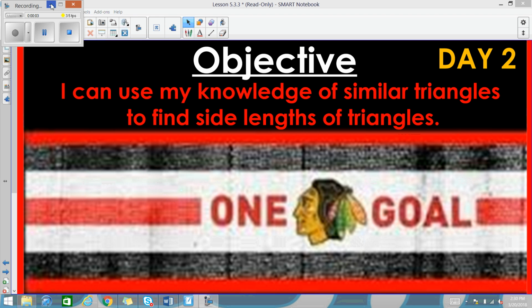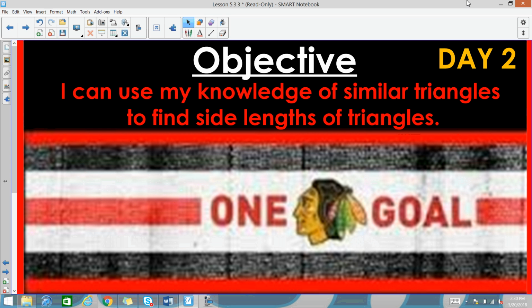All right, so here's day 2 of 533. Yesterday you saw the long version, how we set up 3 similar triangles, we match up their angles, and then we determine which of the 3 triangles we use to set up our ratios to find our missing sides.